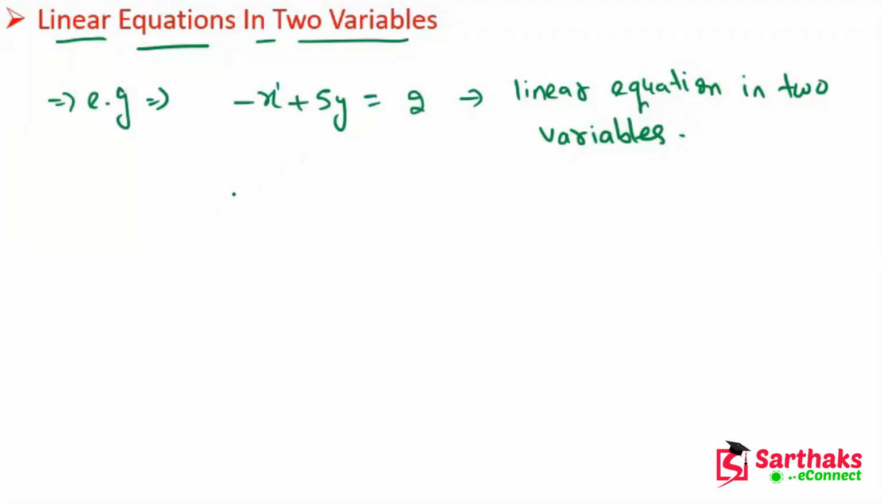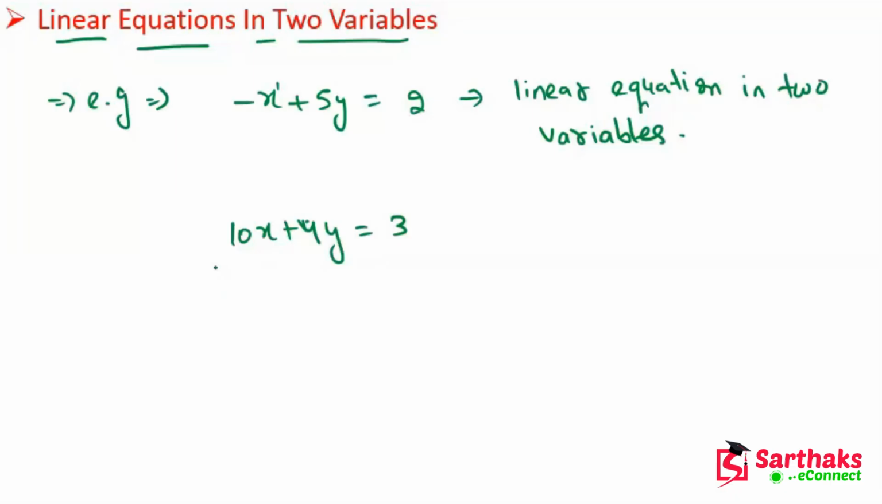And we can see more examples like tan x plus 4y is equal to 3. This is also an example of a linear equation in two variables. I hope you understand these things. What is a linear equation in two variables? These are the equations which have two variables.